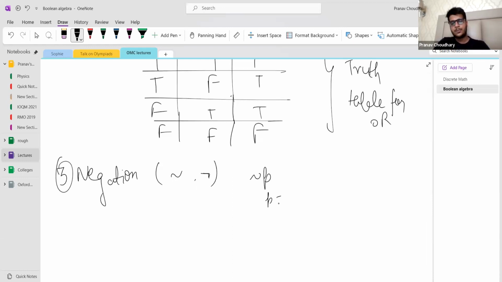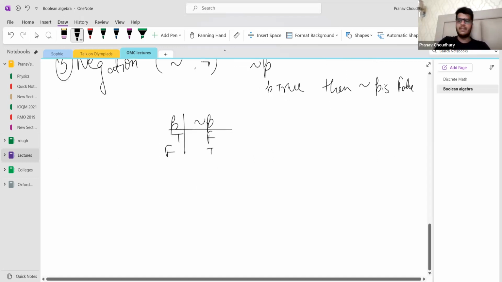So if P is true, then negation P is false. It just inverts the truth value. So the truth table is something like P, negation P. If this is true, then this is false. If this is false, then this is true.